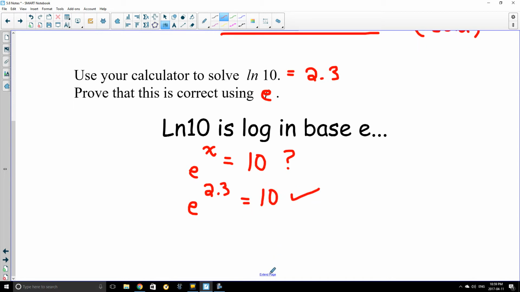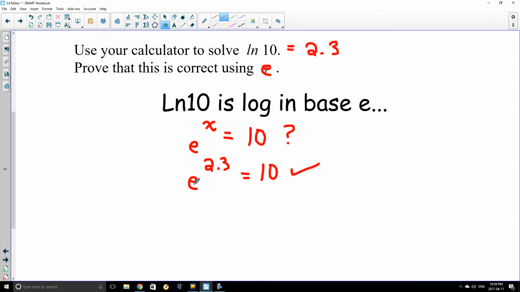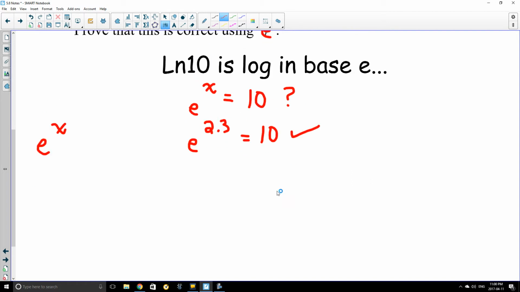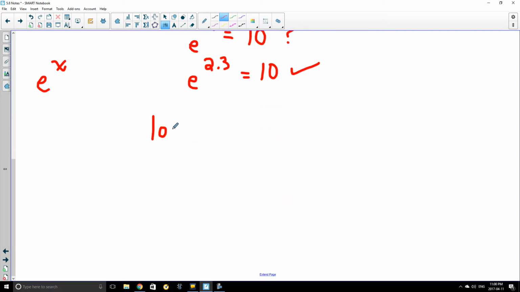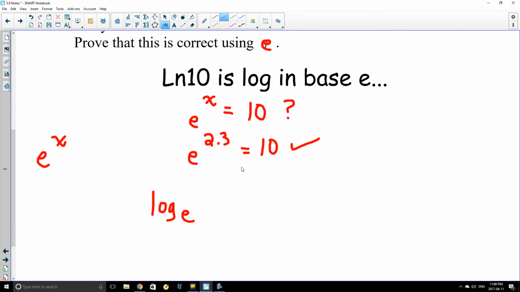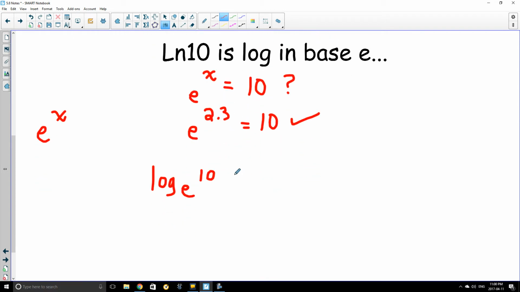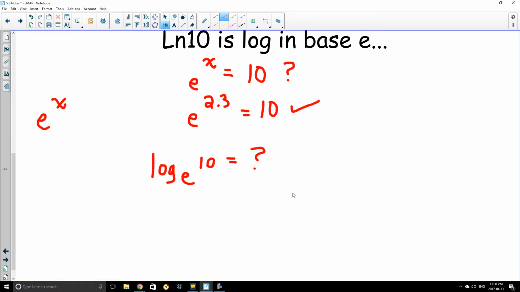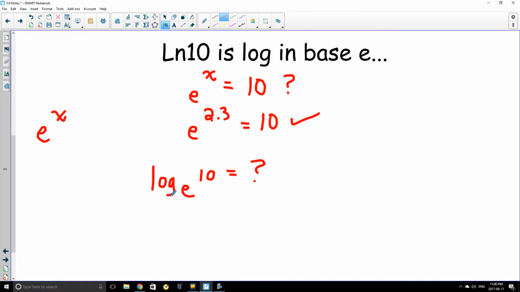There should be a button that has an e to the x, and you should be able to plug in e to the power of 2.3, and you should see that you get 10. So it's exactly the same as writing log e of 10 equals some number. It's just that instead of log e, we write ln, because log in base e is called the natural logarithm.